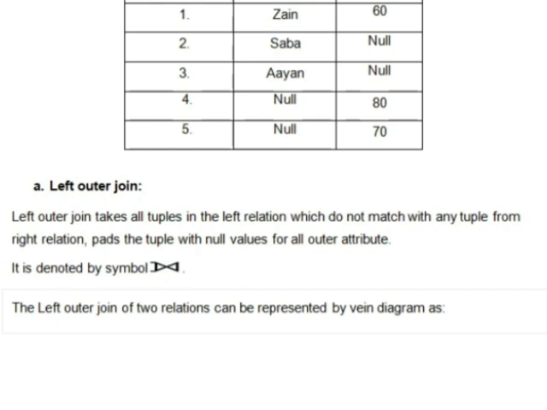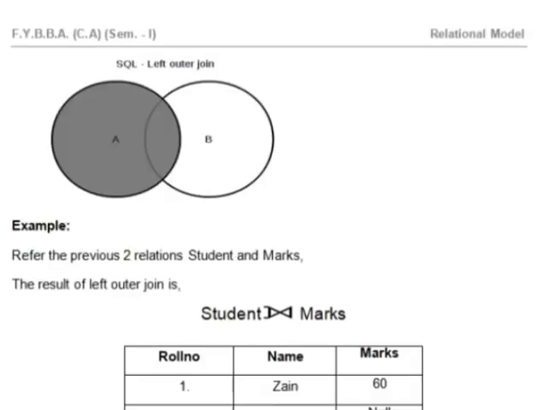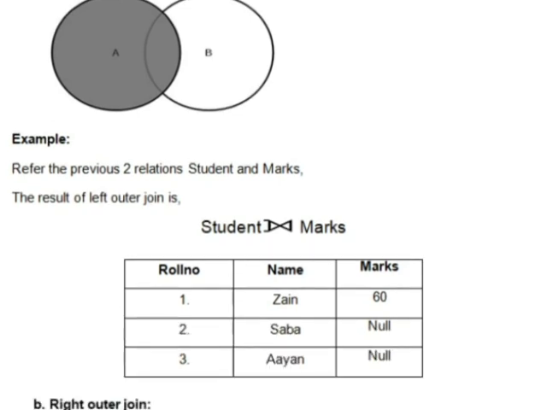The left outer join of two relations can be represented by this particular Venn diagram where I have selected all the tuples from the left relation, but I have rejected all the attributes from the right relation. Let's understand this by using the previous example.